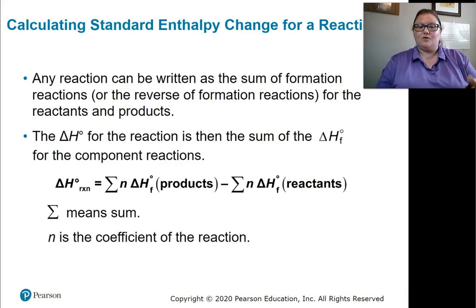So you could think of it that way. We're having products minus reactants, okay? It's always going to follow that format. And the N is going to refer to the coefficients of products here on the far left side. And then the N in this case is referring to the coefficient of the reactants from that reaction.